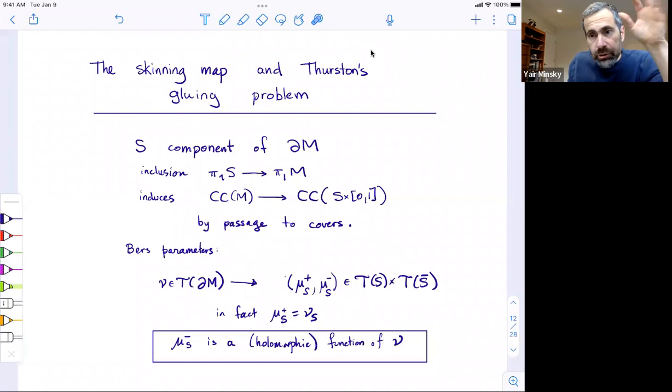Okay, so that was one thing. Uniform models is one subject to think about. Now I promised to talk about the skinning map. So let me tell you about the skinning map first, and then about how it relates to the gluing problem.